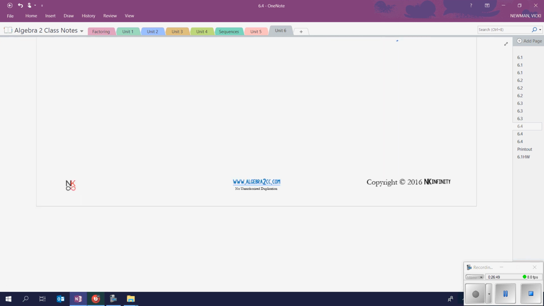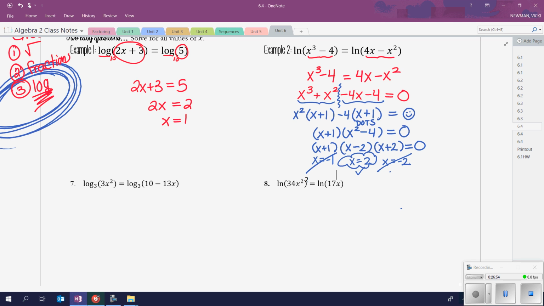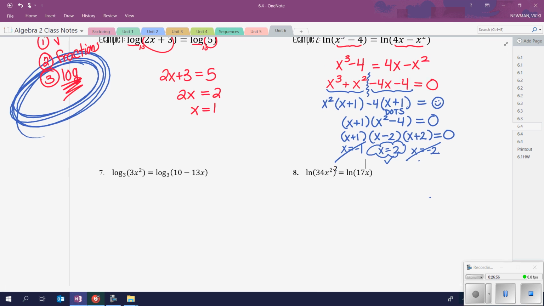All right, so 2 more and then it's over, right? So let's go down here. We have 2 logs, both with base 3, of 2 algebraic expressions. Since it's set equal, then we know the parts are equal. Notice I'm not crossing anything out. Don't go crossing stuff out. It's going to be quadratic, so we get the equation set equal to 0 in order to solve a quadratic.